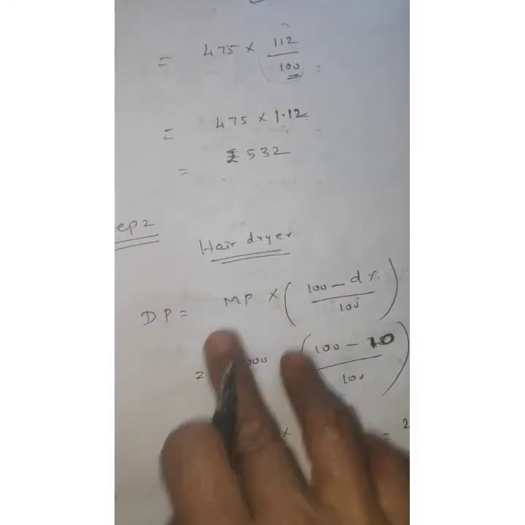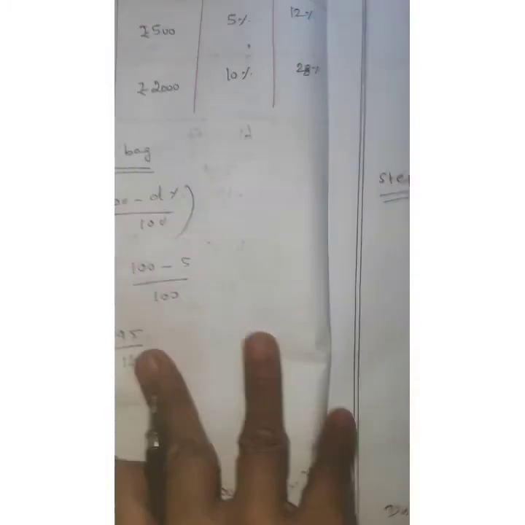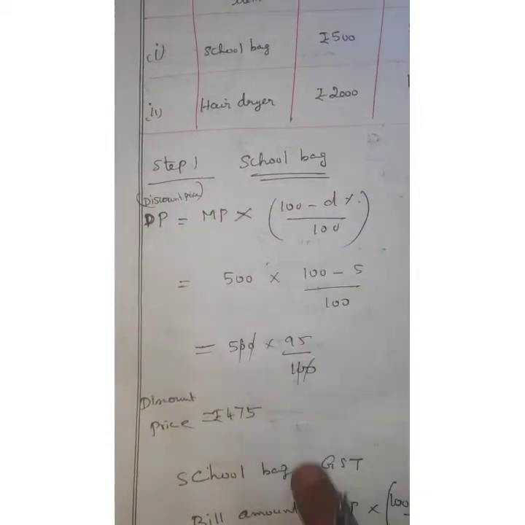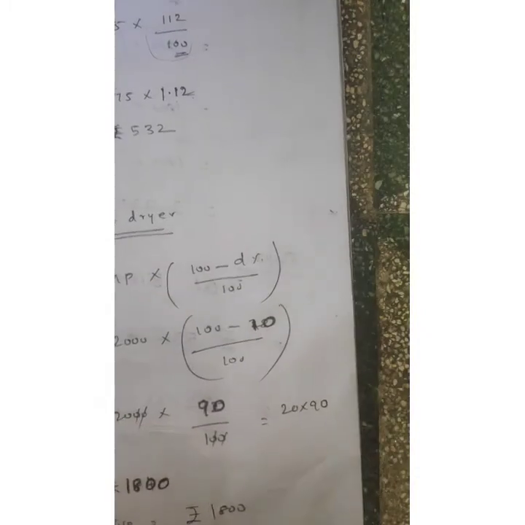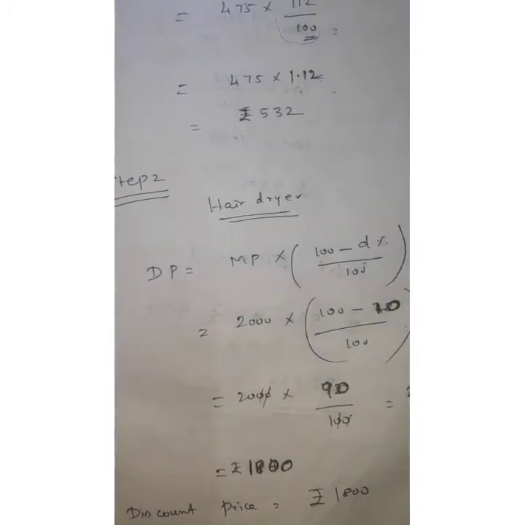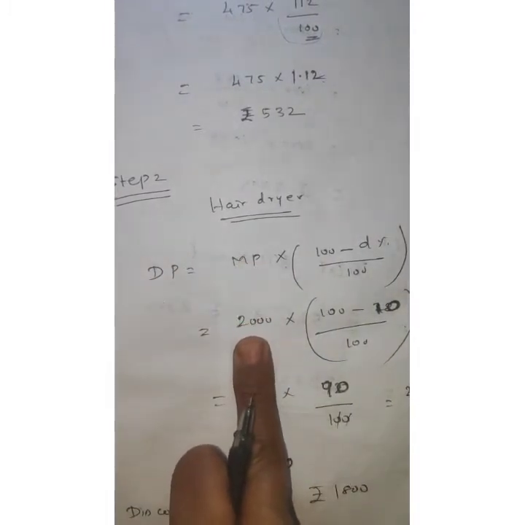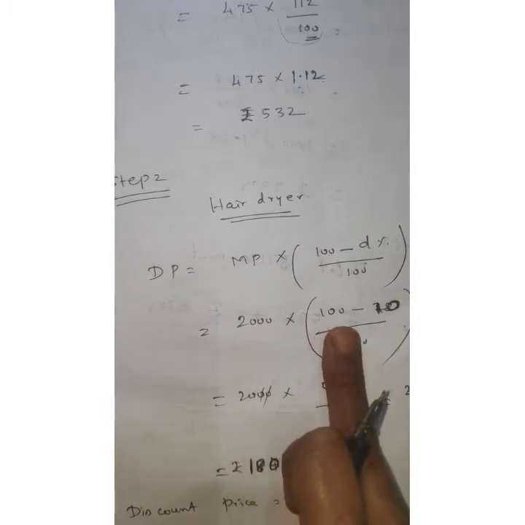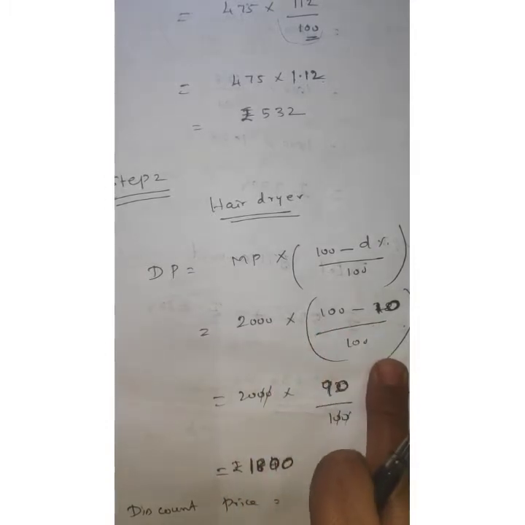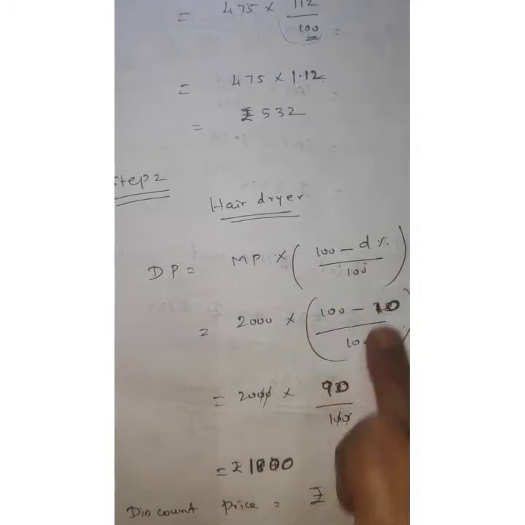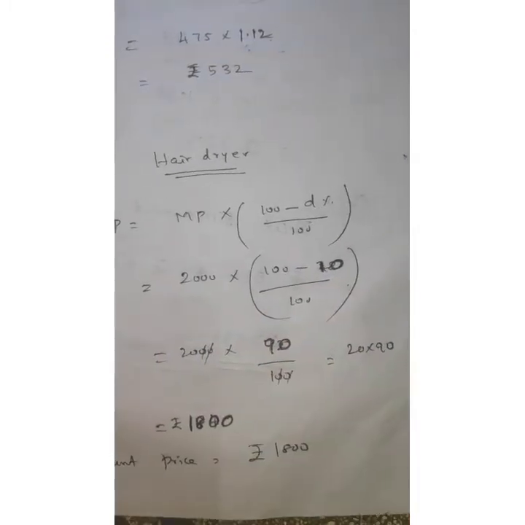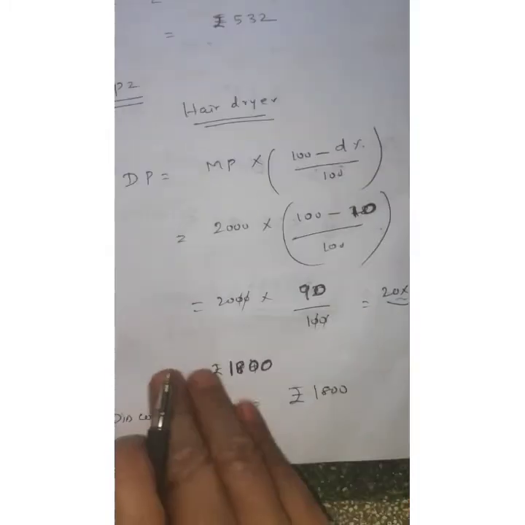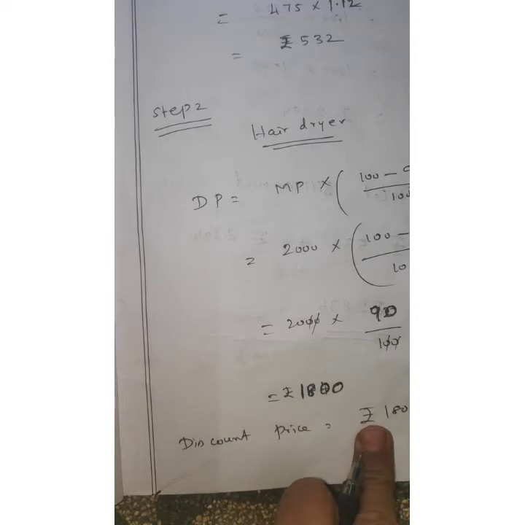Next step, the hair dryer. The same formula only. As in the first sum, write the same formula and find the answer. Hair dryer discount price equal to MP into 100 minus discount percentage divided by 100. Market price of the hair dryer is 2000 into 100 minus discount percentage, 10, divided by 100. 2000 into 100 minus 10 equal to 90 by 100. Cancel the zeros. 20 into 90. 2 nines are 18, then 2 zeros. So rupees 1800. This is the discount price of the hair dryer.